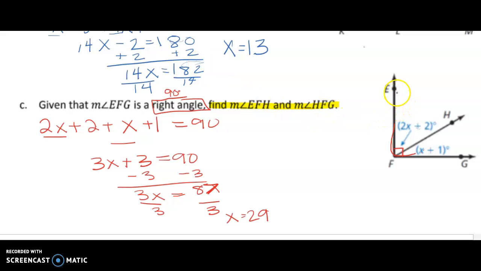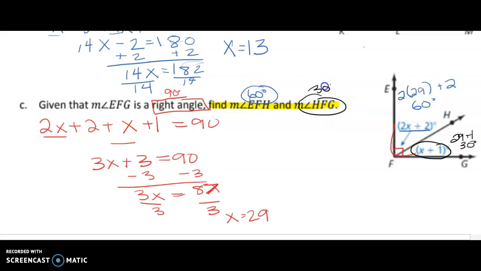All right, so measure of EFH is 2x plus 2. So 2 times our x, which is 29, plus 2, that means this is 60 degrees. Measure of angle EFH equals 60 degrees. And then the measure of HFG is x plus 1. So x is 29 plus 1, 30 degrees. So this is 30 degrees. And then of course, if we add 60 plus 30, that does equal 90. So we should be good.